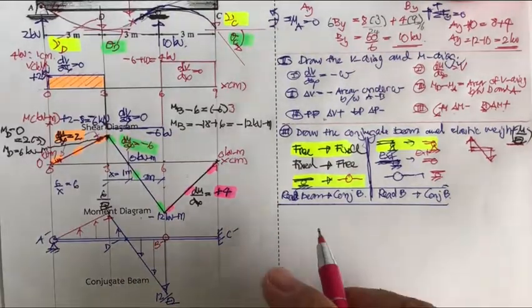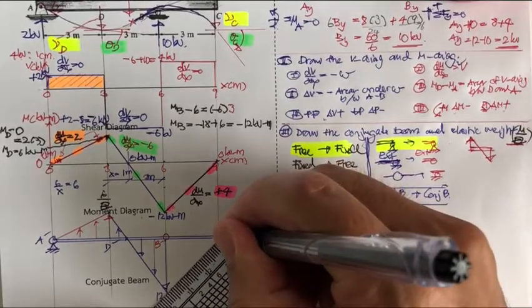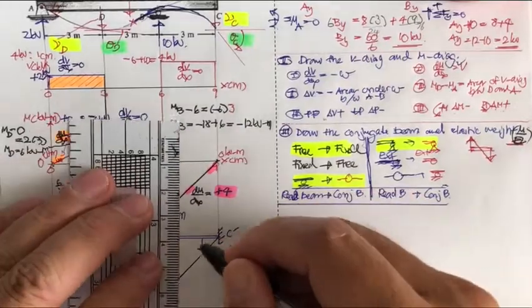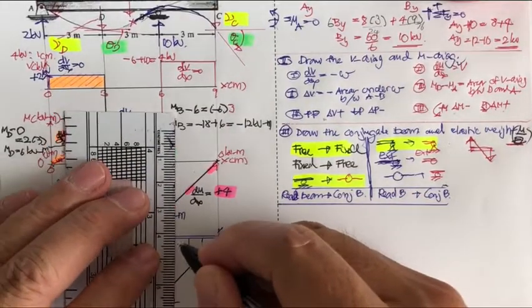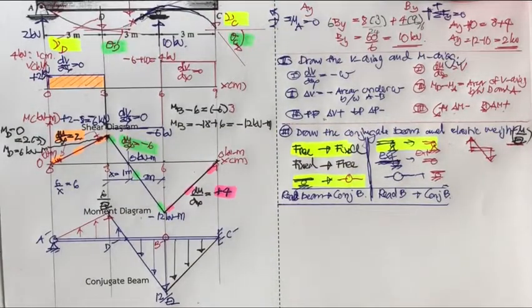Okay, and the last one is here. You may put this one. Okay, it's going to be downward because it's negative. Okay, that is the conjugate beam that you're supposed to have.